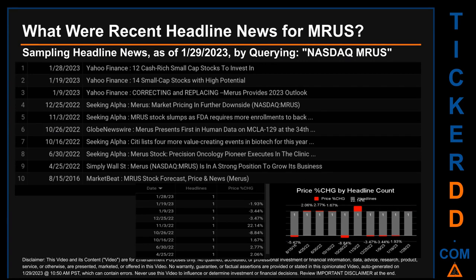The oldest publication was on Monday, August 15, 2016, when 6 years, 5 months and 14 days ago, MarketBeat published the headline that read, MRUS Stock Forecast, Price and News, MRUS. The latest publication date of Saturday, January 28, 2023, was actually the day with the highest percentage change in price. It saw a price jump of 22.14%.